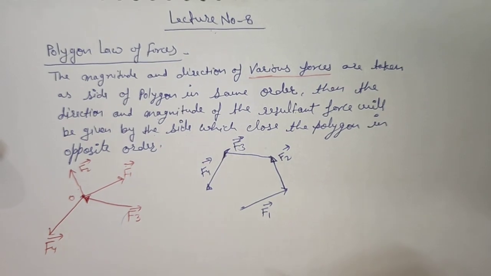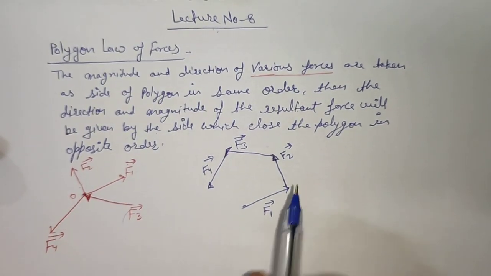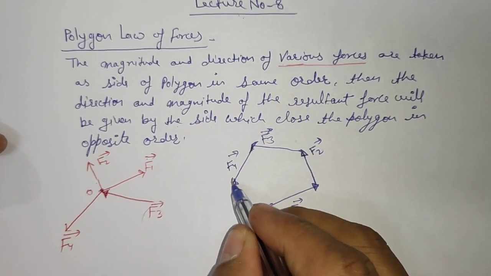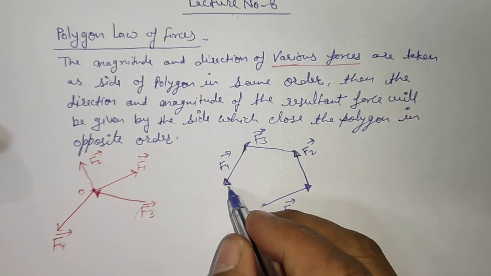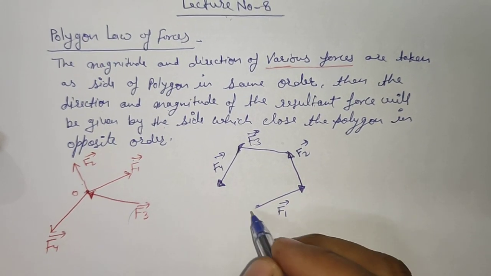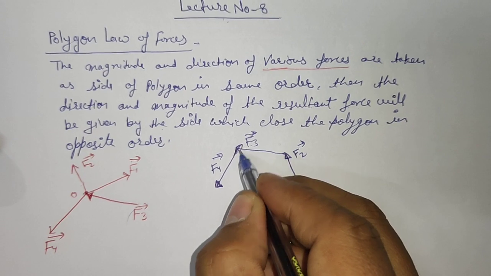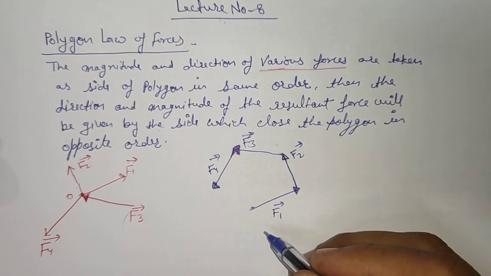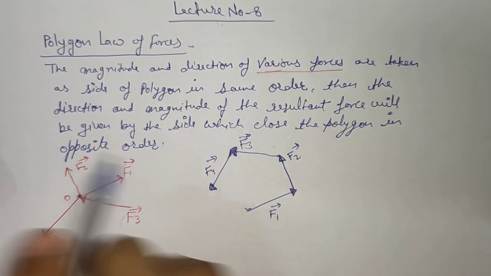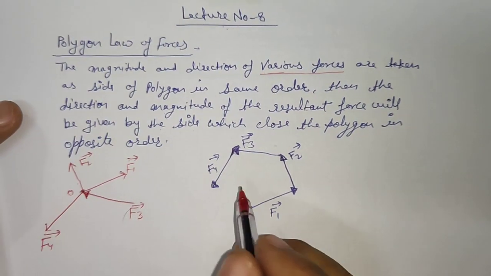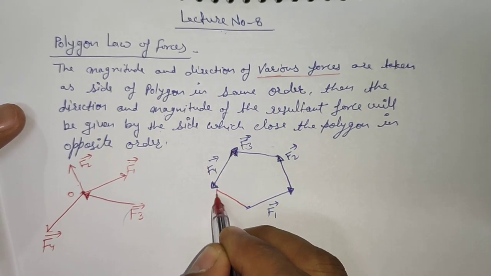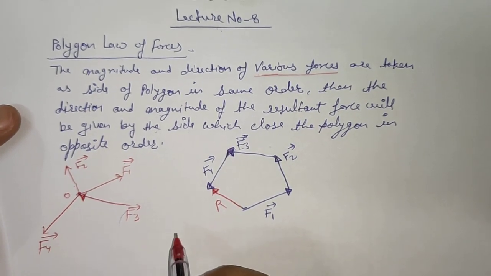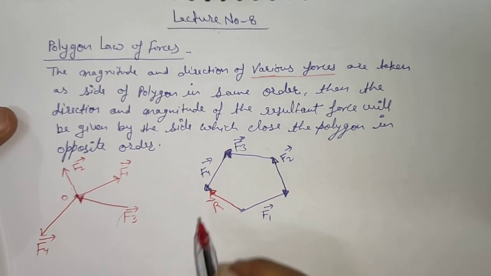This is a simple polygon. So according to this law, what is the resultant? The closing side of a polygon, but in opposite direction. We can take this or this opposite direction. देखो, this is a cyclic order, है ना. This is a cyclic order in anti-clockwise. So the resultant is in clockwise. So this is the resultant R.